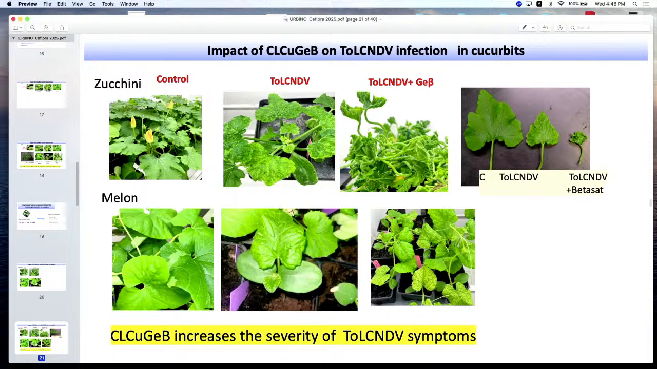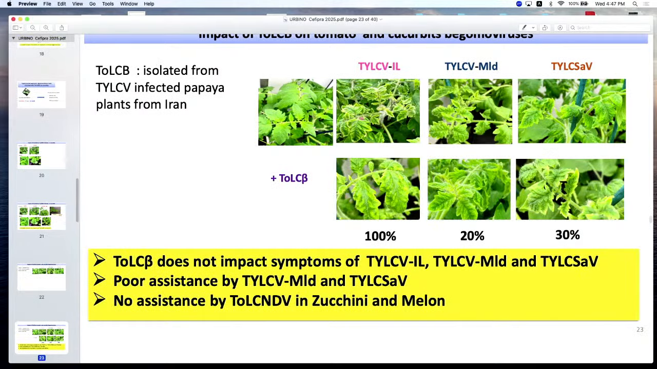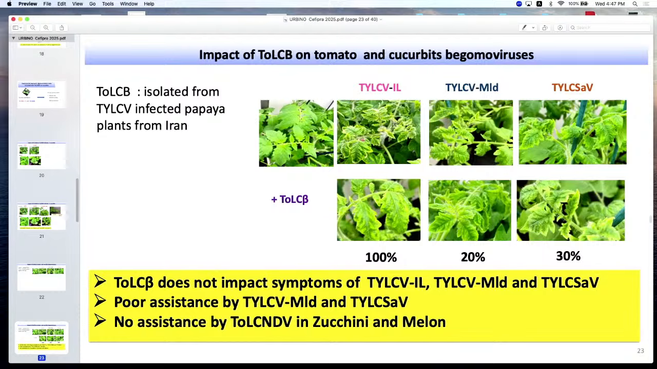So this beta satellite increased the viral symptoms. Then we did the same thing with another satellite that we found in Iran, which was isolated from a papaya plant co-infected with TYLCV. We did the same thing with our virus, and we saw that this beta satellite could be replicated by the tomato virus, but not very well by the TYLCV Israel strain, and not by these two viruses. And it could not be replicated by tomato leaf curl New Delhi.